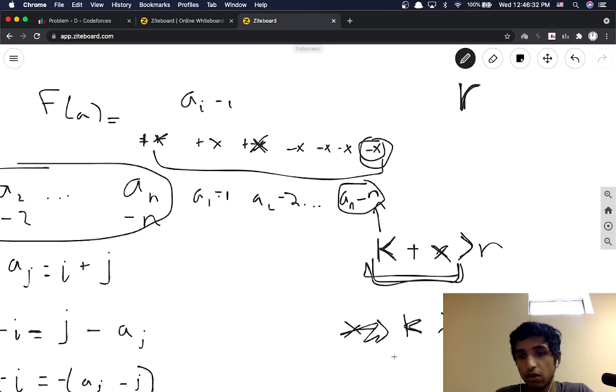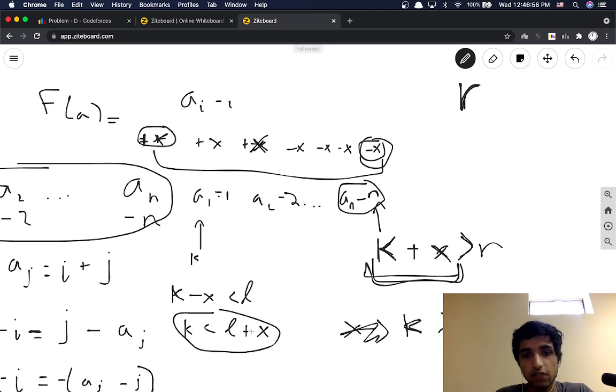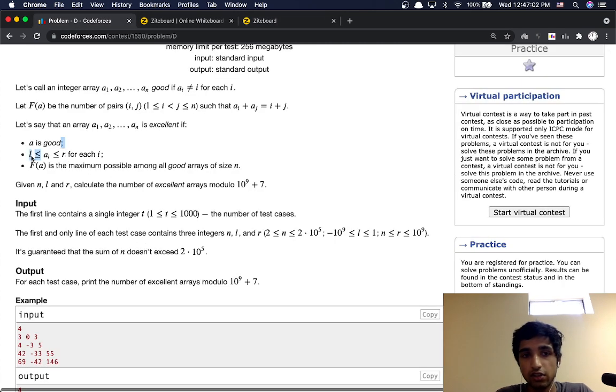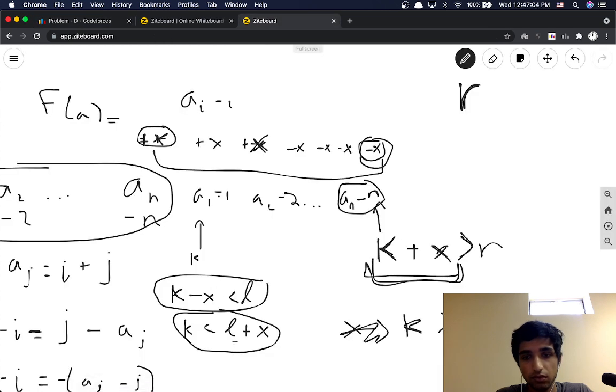We know what values there are. And similarly, if we have some k over here, if k minus x is less than r, this is equivalent to k is less than l plus x. We know all of these must have positive x, because if they had negative x, then this condition would break the fact that the A_i's are between L and R. So k is less than L plus x, all these are fixed. K is greater than R minus x, all these are fixed. And the rest of them, we can order however we want.